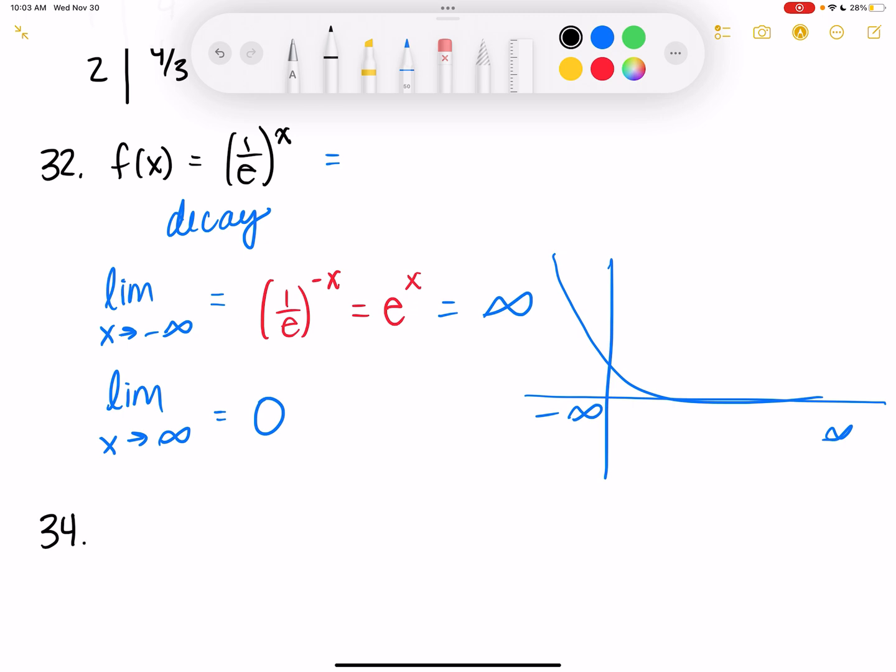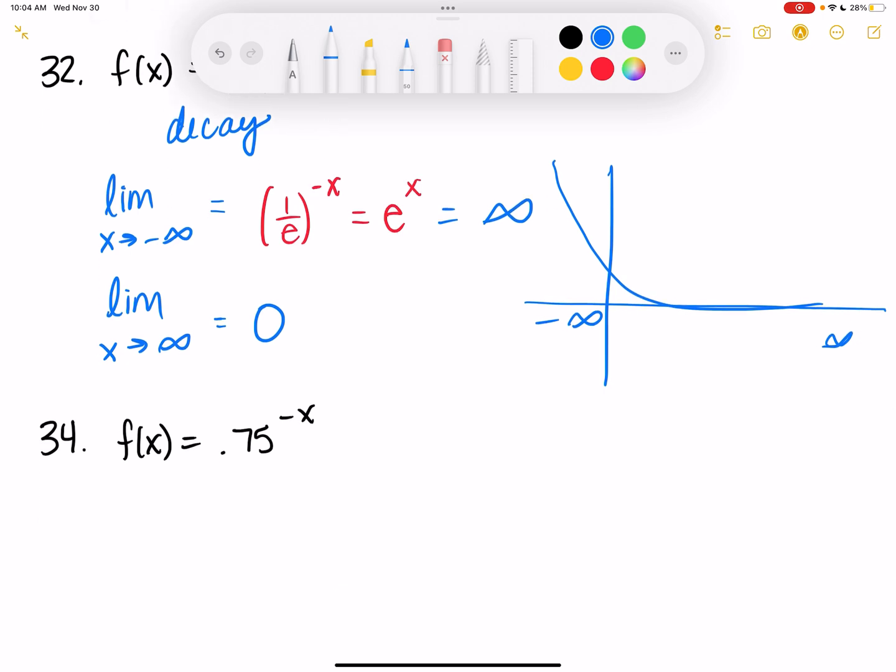So number 34, f of x equals 0.75 raised to the negative x. So what would this be? Growth? Oh wait, no, it's not. It's decay, because it's not a whole number. But what's that exponent? It's negative, so it'll be a fraction. Well, let's look at it this way.